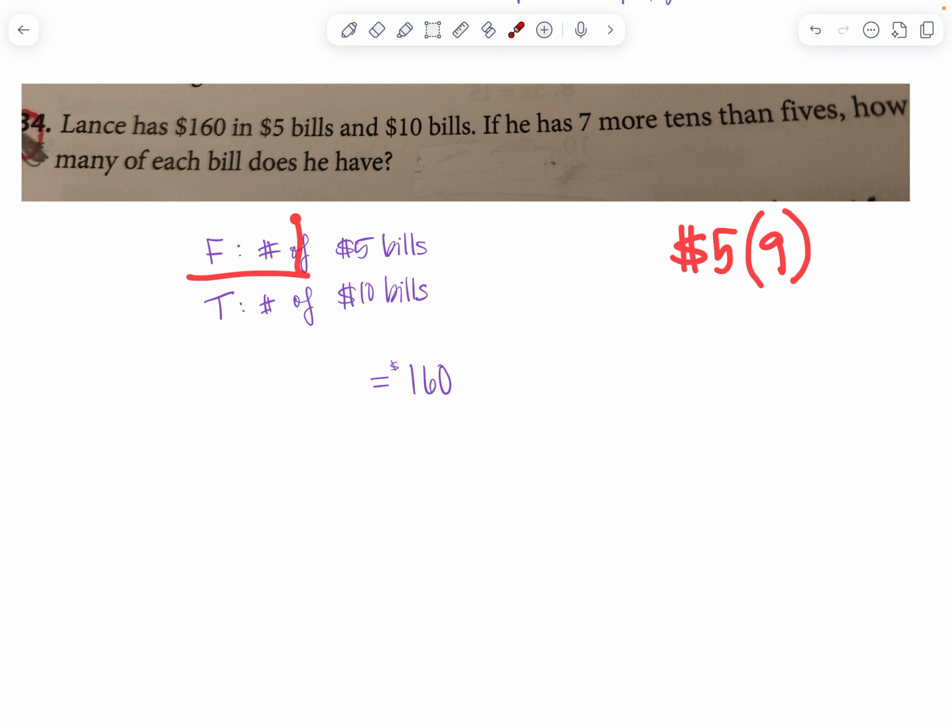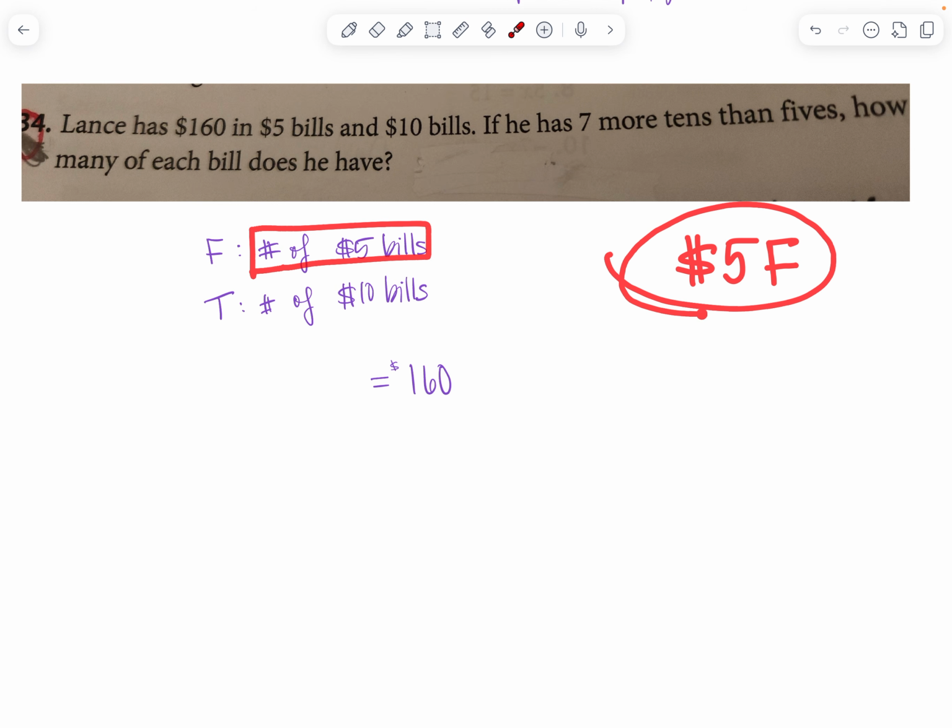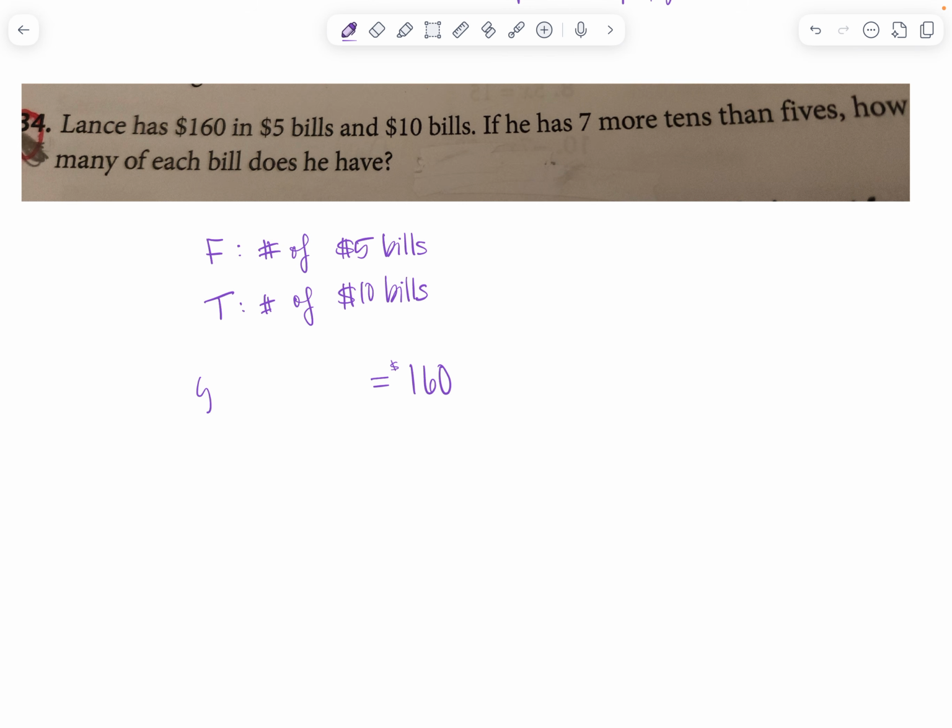Where my F here is my number of $5 bills, my F is going to be 9. Okay, well, you don't know how many $5 bills you have, so that means this is going to be $5 times whatever F is, and F is my number of $5 bills. This is going to be the first part of my value equation. So we're going to have $5 times however many $5 bills I have.